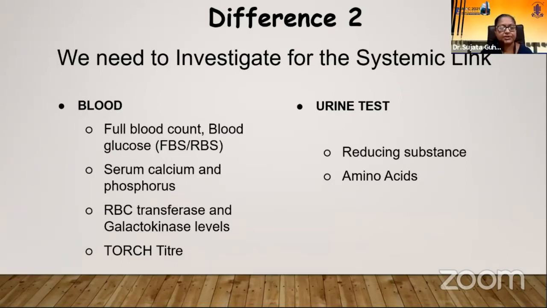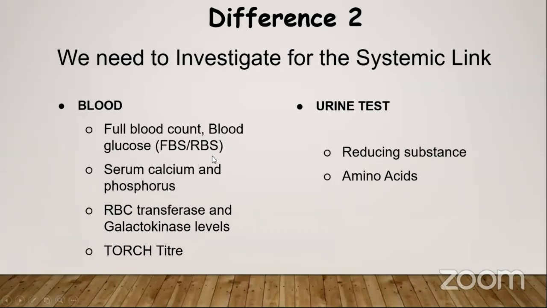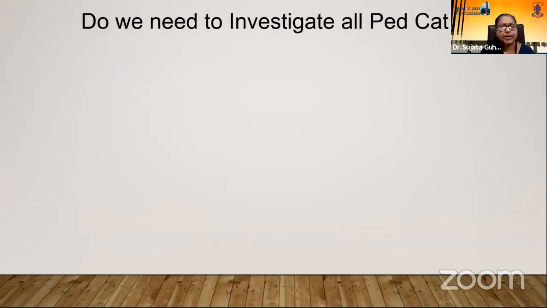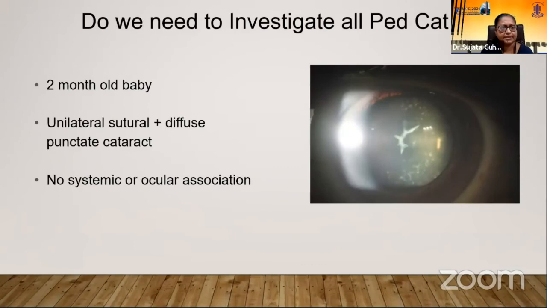The initial investigations would be full blood count, blood glucose levels, TORCH titer, and urine for reducing substances and amino acids. If we find any abnormality in this, we go on to the next phase, which are galactokinase levels, serum calcium and phosphorus levels, etc. Now the question is, do we need to investigate every pediatric cataract for systemic diseases? Well, for this child, a 2-month-old baby with unilateral cataract and diffuse sutural and punctate cataract with no systemic or ocular associations, we really don't need to investigate.